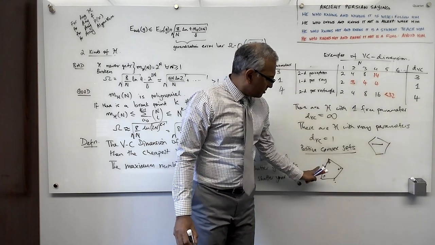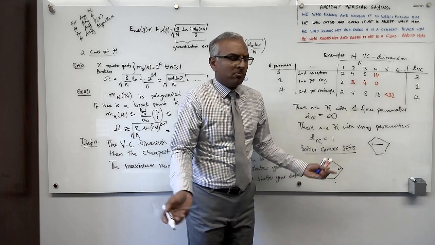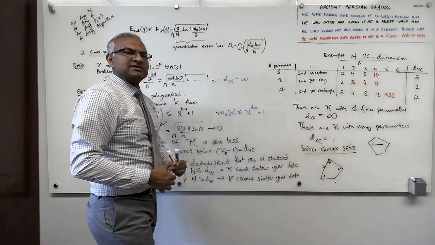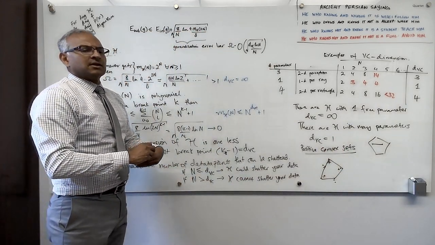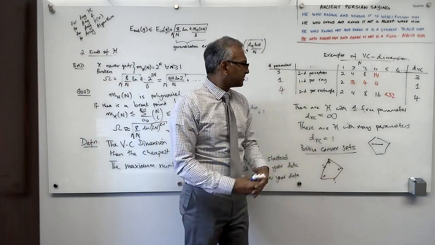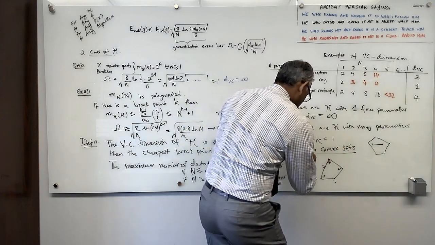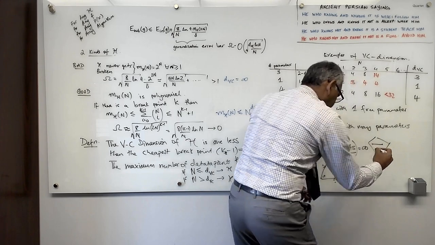Okay, and look, the two negative points are outside and the positive points are all inside, and boom, I've accomplished it. Okay, so that's the basic idea behind a proof that no matter what data set size you give me, I can arrange them on a circle and shatter them. So convex sets, DVC for positive convex sets is infinity.